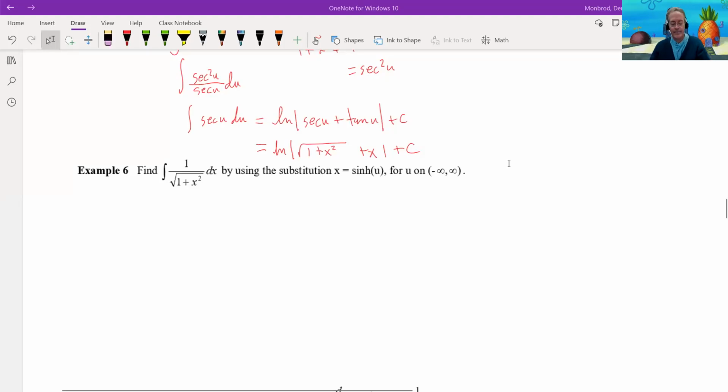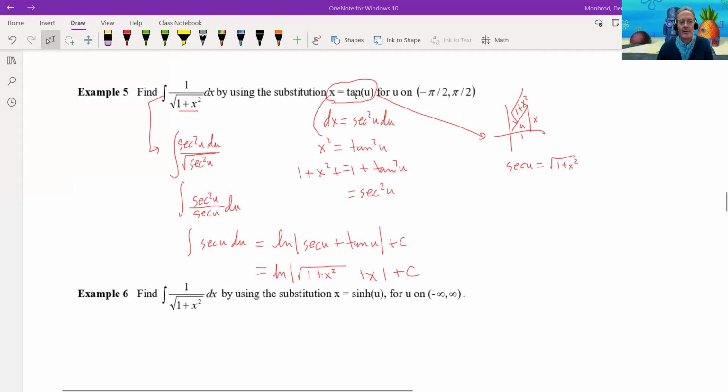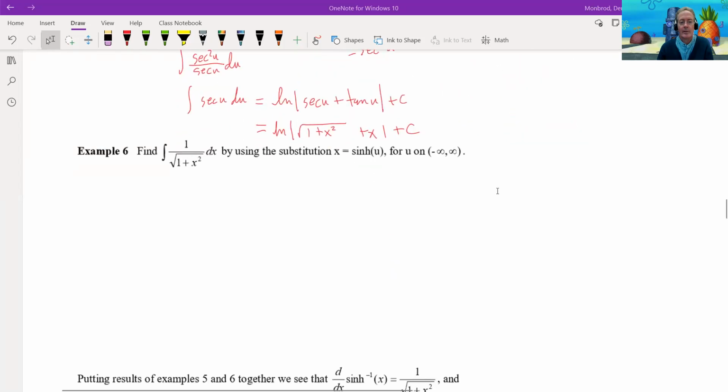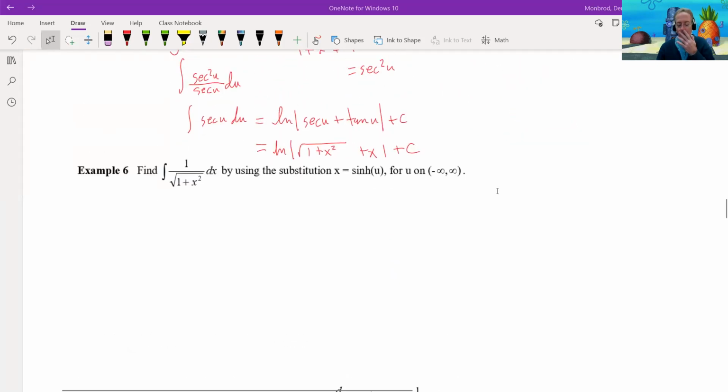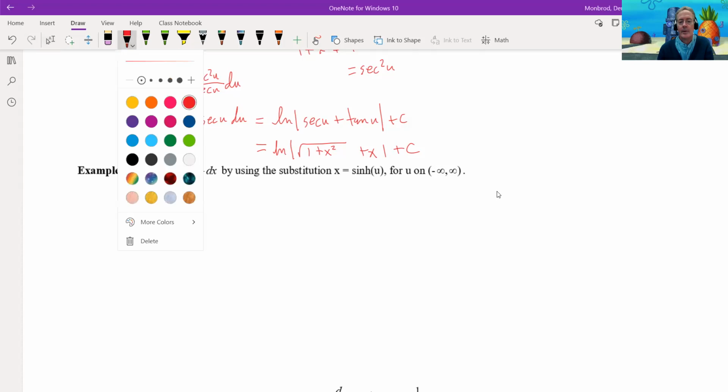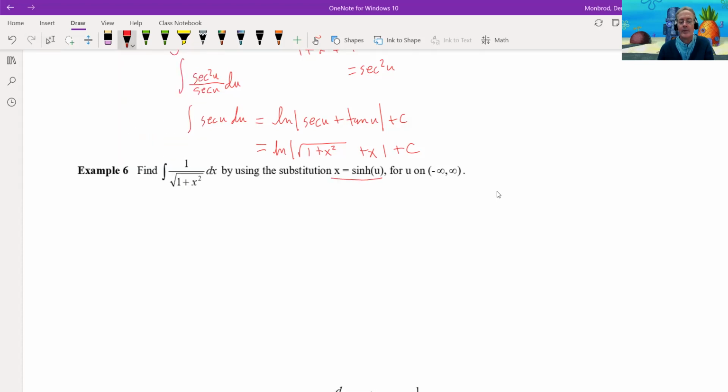Okay, here's our next one. We're going to do the same integral, the one we just did. Remember, this is the same one, number 5. Same one. And let's see what happens. We're using a different substitution this time, though. And we're working with this form here.